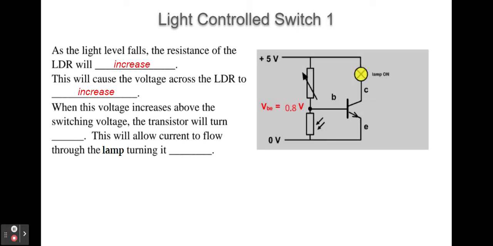And since our base emitter voltage is the voltage across the LDR in this circuit, if that voltage rises above the switching voltage, 0.7 in this case, because it's an NPN transistor, that's going to turn the transistor on, and that's going to allow a current to flow through the lamp, turning it on. So this is a circuit that comes on when it gets dark, perhaps automatic street lights.